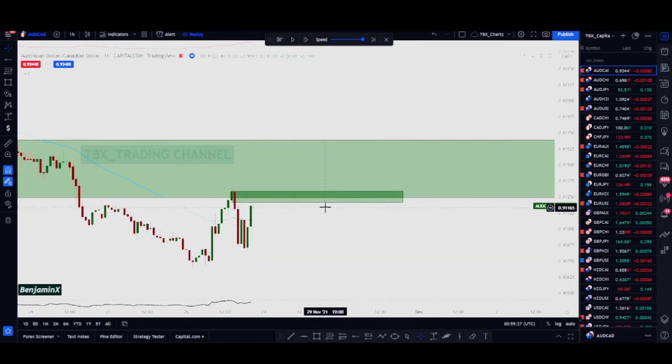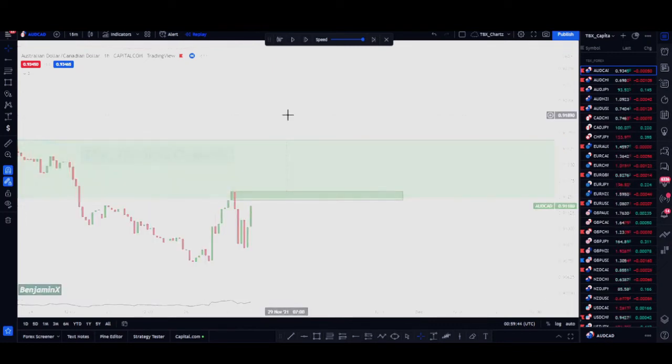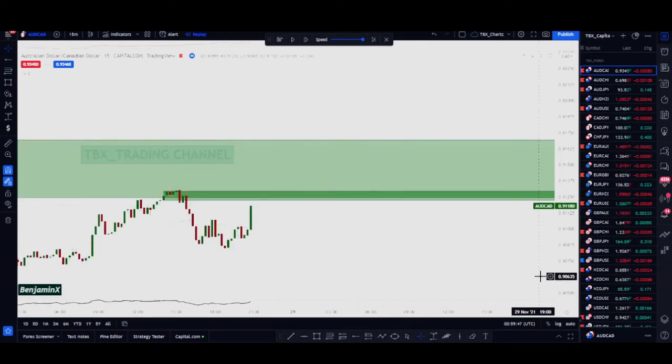Now, I'm expecting price to get into this order block, since I have one rule. If I identify my order block in a time frame, I will most likely take the trade in the lower time frame. So since I identified the order block in a 1 hour time frame, I'll be jumping down to the 15-minute time frame to look for possible trades.